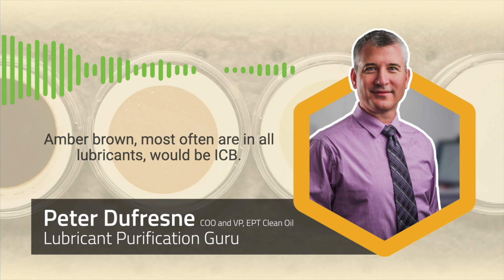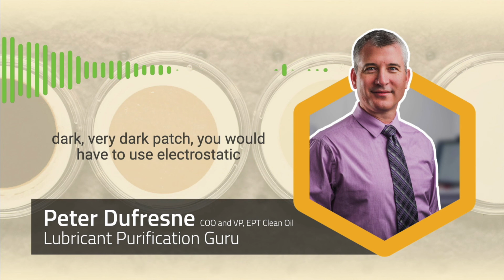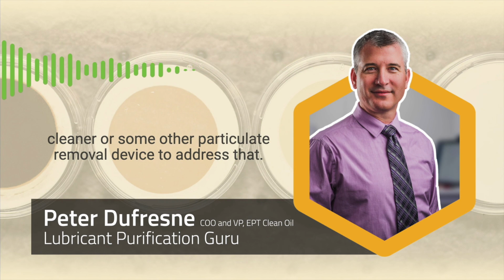So amber brown, most often R&O lubricants, would be ICB, and when you see carbon present from a black patch or a very dark patch, you would have to use an electrostatic cleaner or some other particulate removal device to address that.